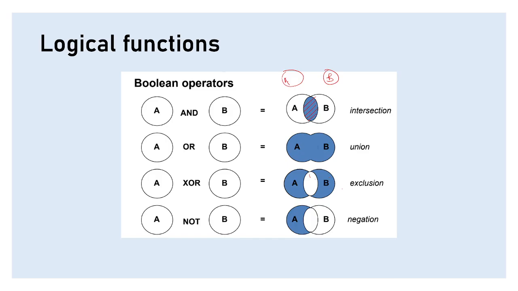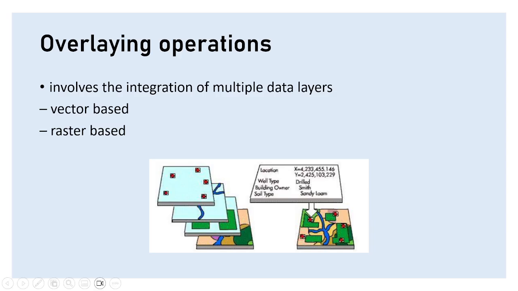So overlaying operations. That is the next type of GIS analytical function that you do. Here it involves the integration of multiple data layers. The name itself suggests it, right? You're overlaying something one over the other.